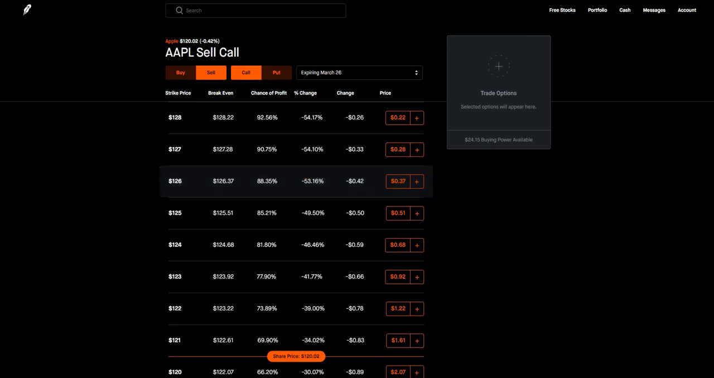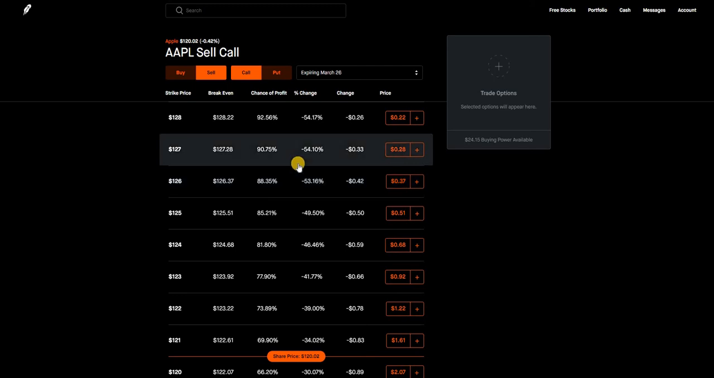And so that's everything in terms of how to trade covered calls in Robinhood and some of the things that I take into consideration when placing these trades.